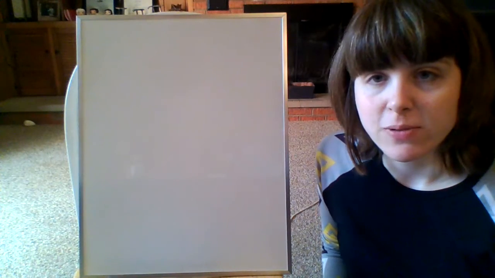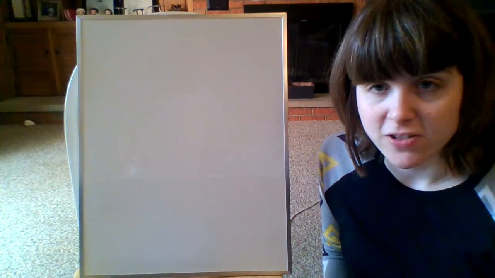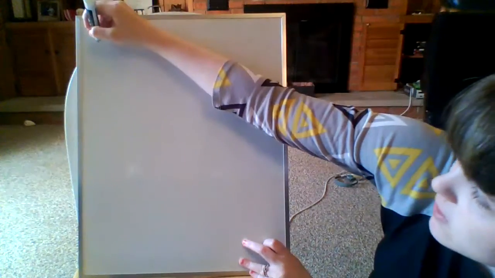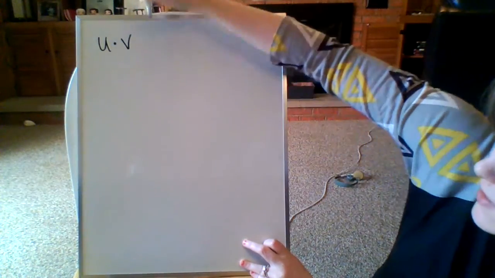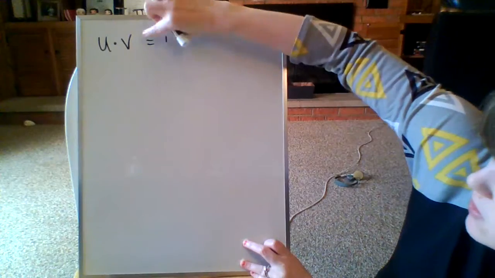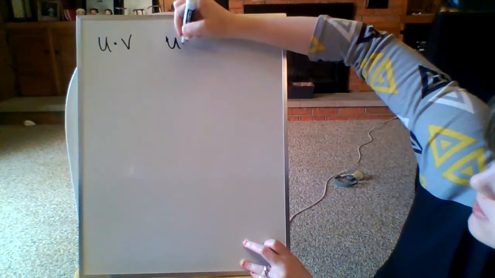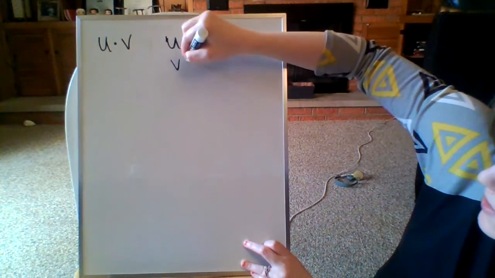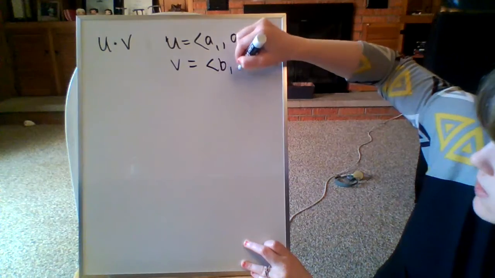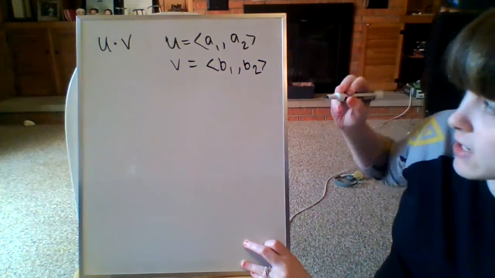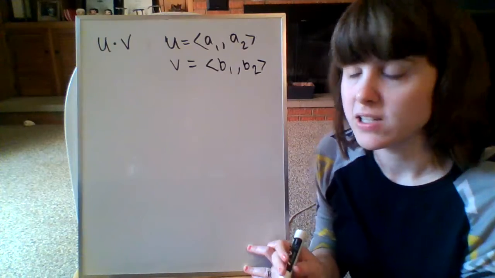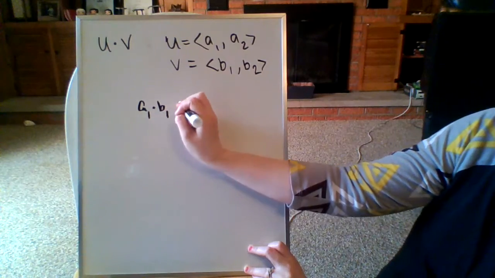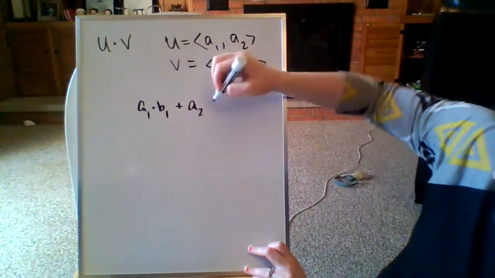First of all, last week we talked about the dot product of two vectors, so I'm going to review what a dot product was first. If you have two vectors, u and v, and let's say u was a1, comma a2, and v was b1, comma b2, then the dot product of u and v would be a1 times b1 plus a2 times b2.